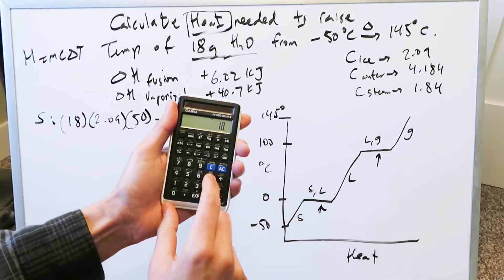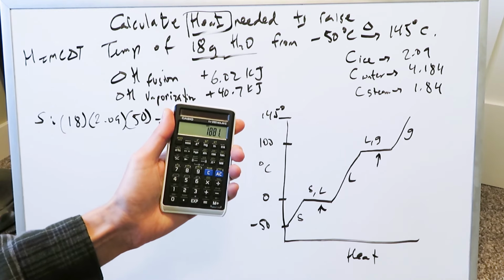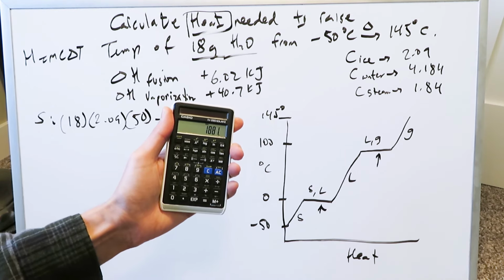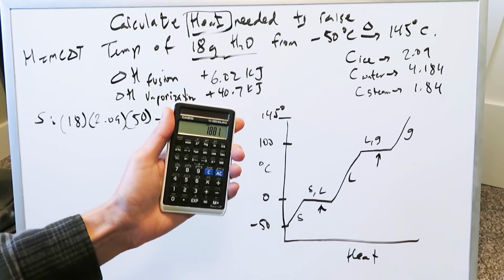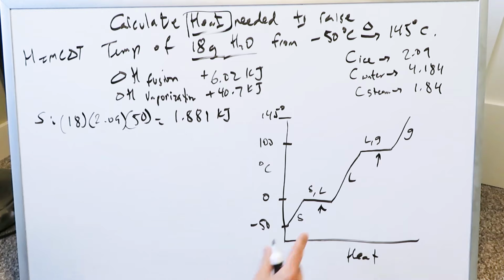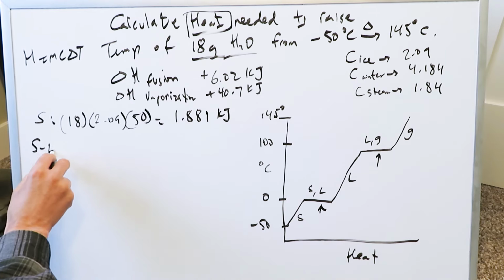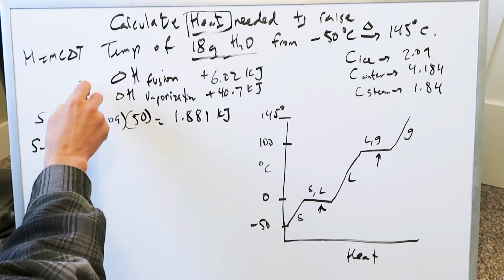You'll have 18 times 2.09 times 50. I have 1881 joules, but we'll convert everything into kilojoules. Divide that by 1000. You'll have 1.881 kilojoules. That's this part. Now let's talk about this, where you have the solid being converted into liquid. Here you're looking at only this.